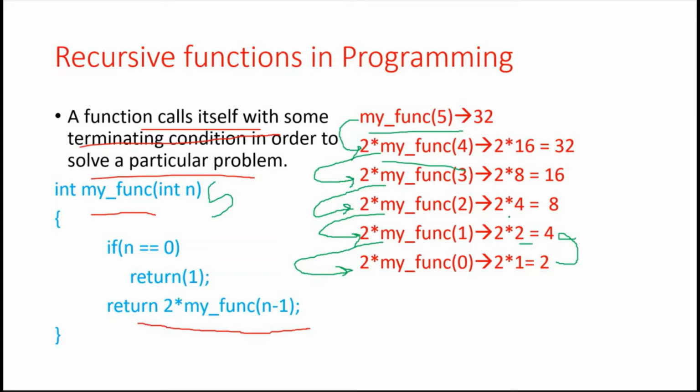4, and this 4 will be put here, because when we called myfunc(2), it will give 2 into myfunc(1), and we put the same value 4 here. 2 into 4 will be 8.